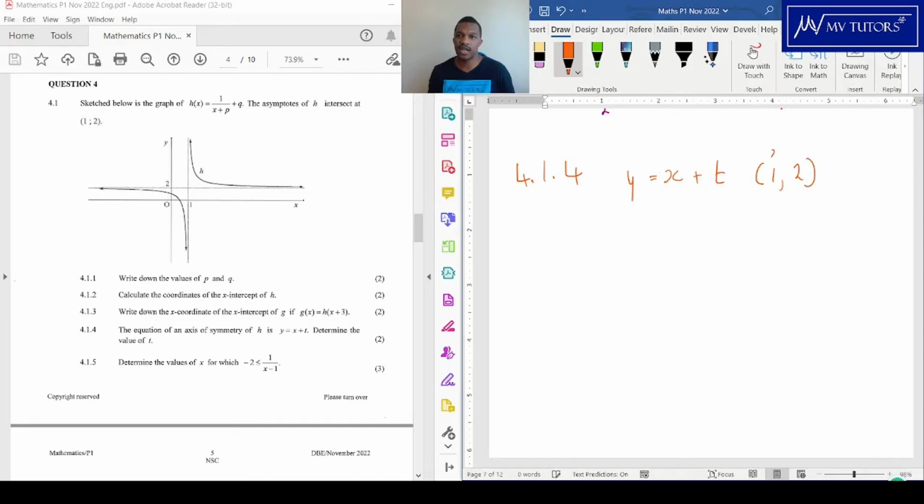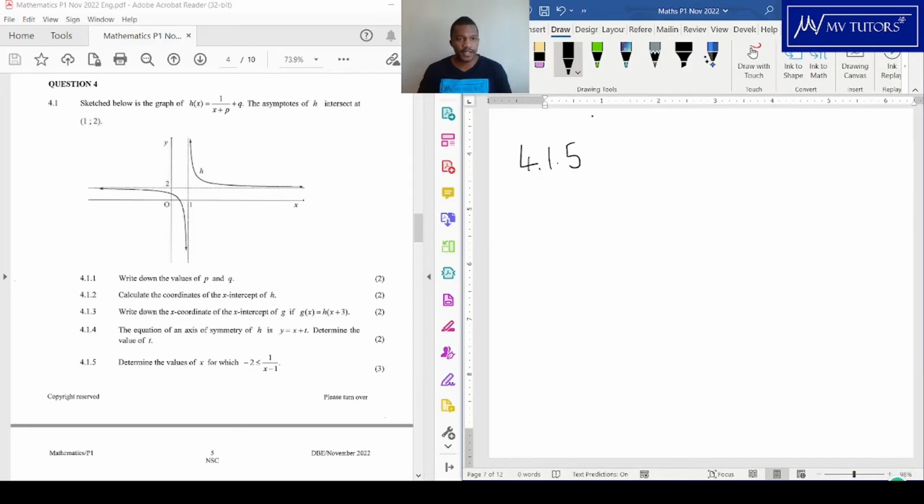Look at me saying y is equal to x, but it should be 2 there. I like to do this exercise where I put the little x and y on top. Now I know where there's a y, I substitute a 2, and where there's an x, I substitute a 1. Got a t there. Do some gymnastics by taking this 1 to the other side. Therefore, 2 minus 1 becomes 1. That's our value for t. That's all. Okay, let's do 4.1.5 now.